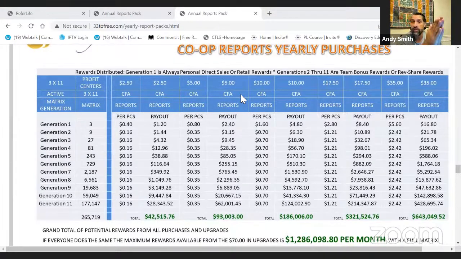Okay, so any questions, guys? If you want to unmute, any questions about this monthly or yearly matrix? It's a 3 by 11, and this is just constantly growing below you as more and more people come in. Does anybody have any questions about this matrix?